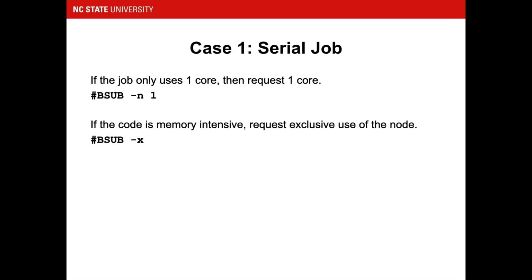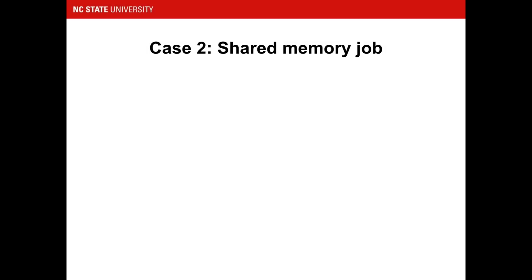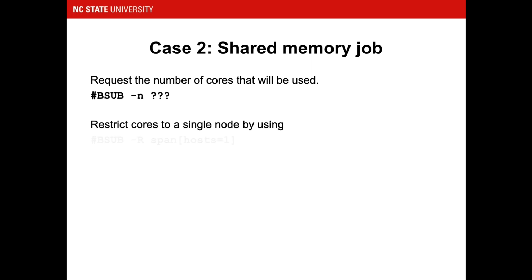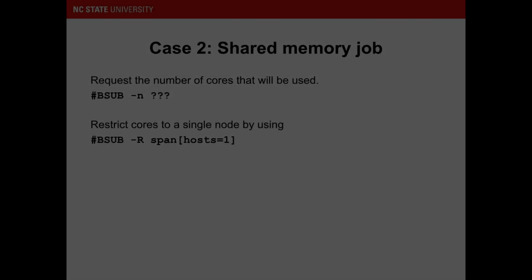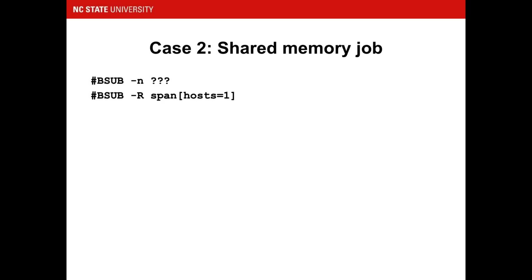To review, for a serial job, request 1 core. If your code is memory intensive, request exclusive use of the node. For a shared memory job, request the number of cores that will be used by the application and make sure all of those cores are confined to one node. Let's go back to the requesting cores part.